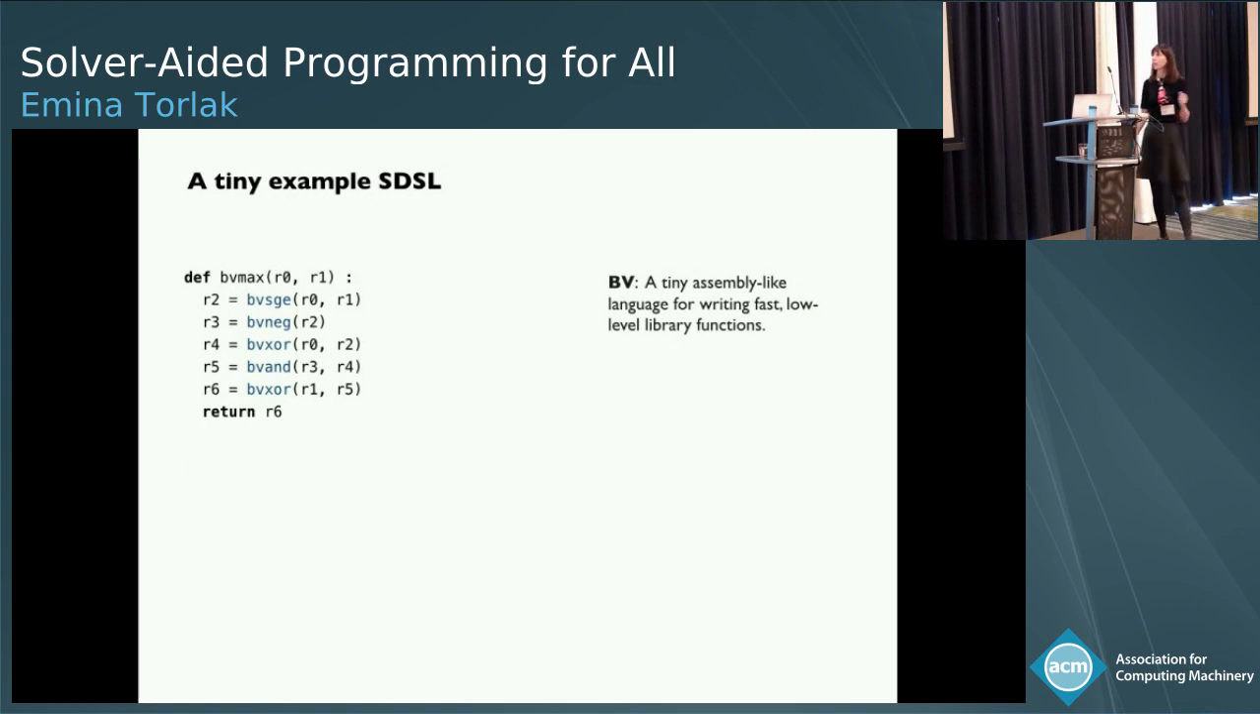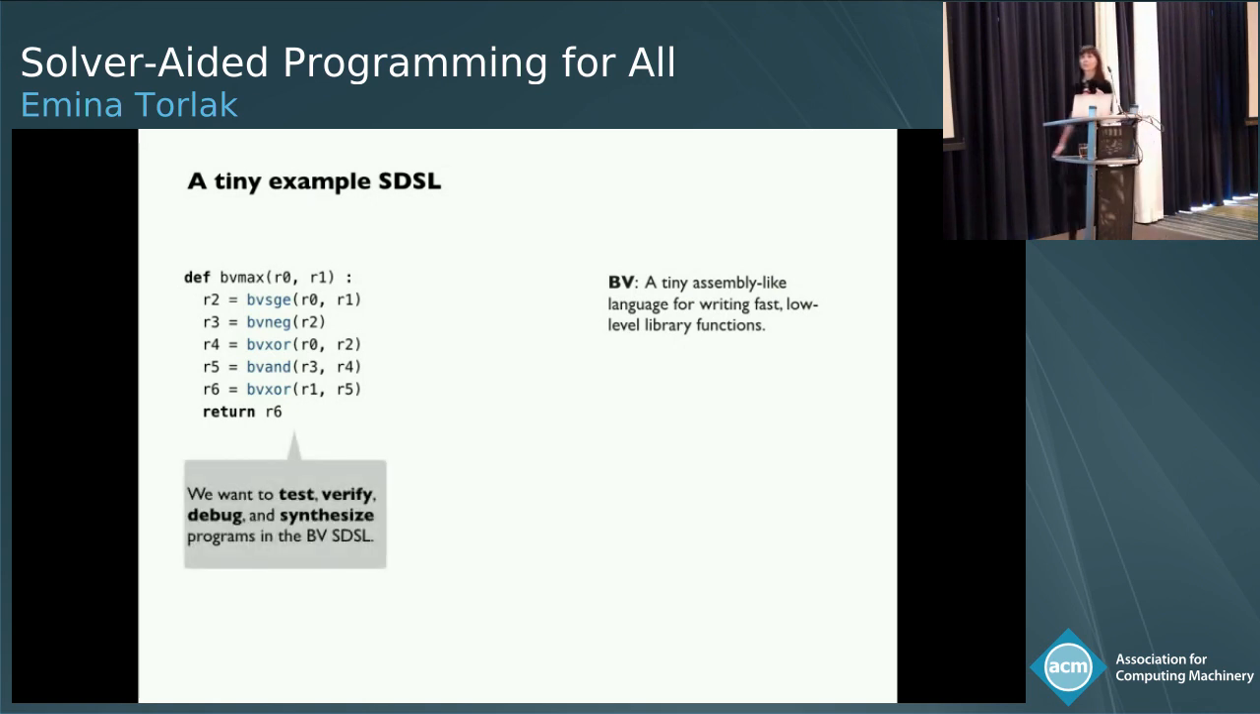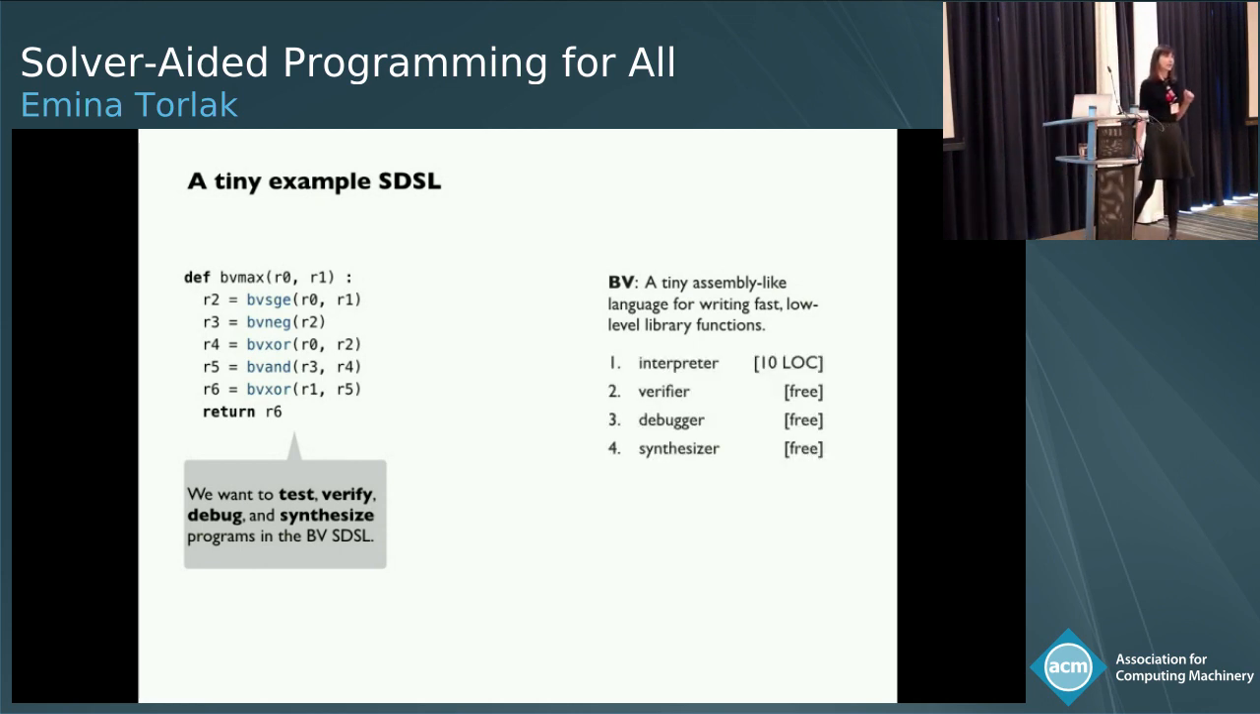So what do we want to be able to do in this language? Well, we want to write programs, of course. We want to be able to run them. We want to be able to test them, verify them, debug them, and synthesize code as desired. So the way that we're going to do that is as follows. I will show you how to write an interpreter for the BV language. That's about 10 lines of code. And then everything else we'll get for free. And by free, I mean we'll have to write 3 or 4 lines of code. Okay? So let's see what an interpreter for the BV language looks like.